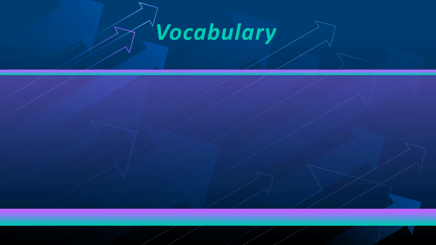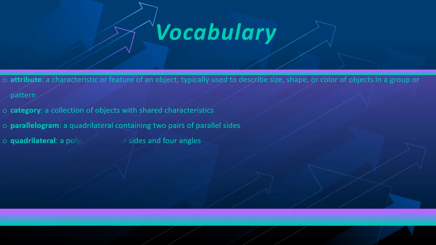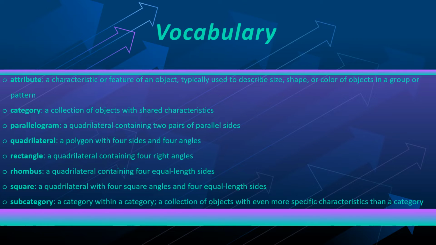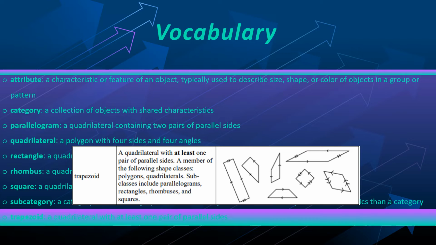As many of us realize, geometry relies heavily on the vocabulary and ensuring students know the vocabulary accurately. Some of this will look very familiar, like the terms attribute, category, parallelogram, quadrilateral, rectangle, rhombus, square, subcategory. This might be new to some of us. I know we previously used the term classification. It is very similar to classifying and subclassifications. Then trapezoid. Trapezoid does have a new definition with the BEST standards.